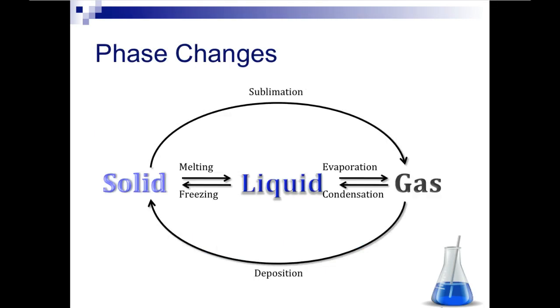So there are phase changes that allow for us to go from solids to liquids to gases and so forth. This direct relationship you should be the most comfortable with. You should know that when a solid goes to a liquid, it melts. When a liquid goes to a solid, it freezes. When a liquid goes to a gas, it evaporates. When a gas goes to a liquid, it condenses.